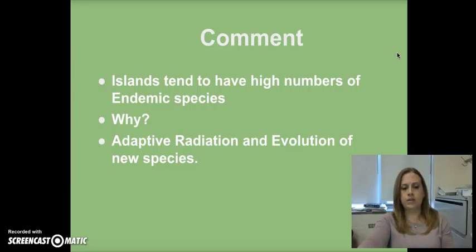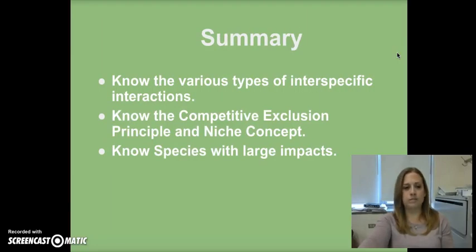And endemic means that you're going to find species only on that specific island. And the reason for that is adaptive radiation and evolution of new species. So if a species makes it out to the island, there are a lot of niches to exploit. You'll tend to see adaptive radiation, and you'll see evolution occur on those islands. So a good example would be things like the lizards, things like Darwin's finches. So you tend to see these species only on certain islands because of adaptive radiation and evolution.